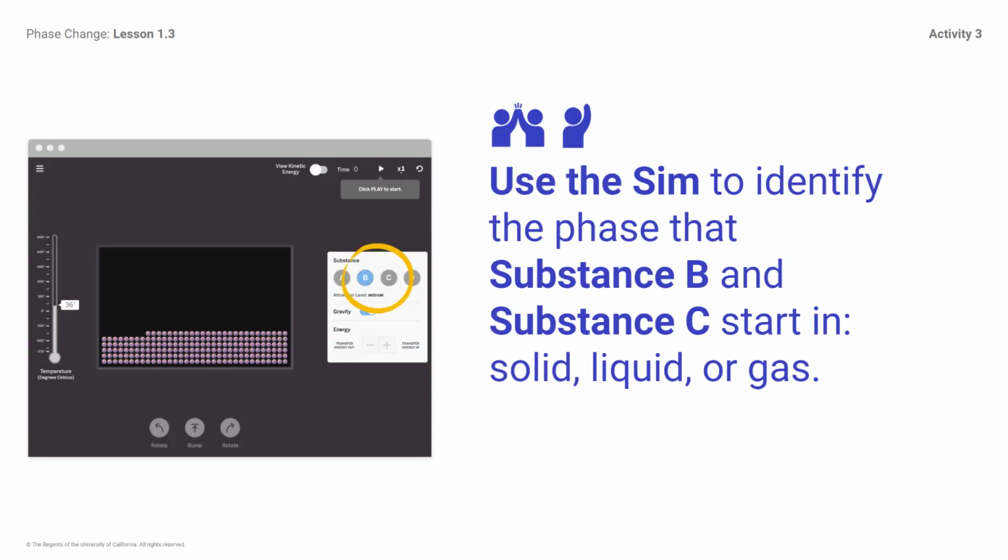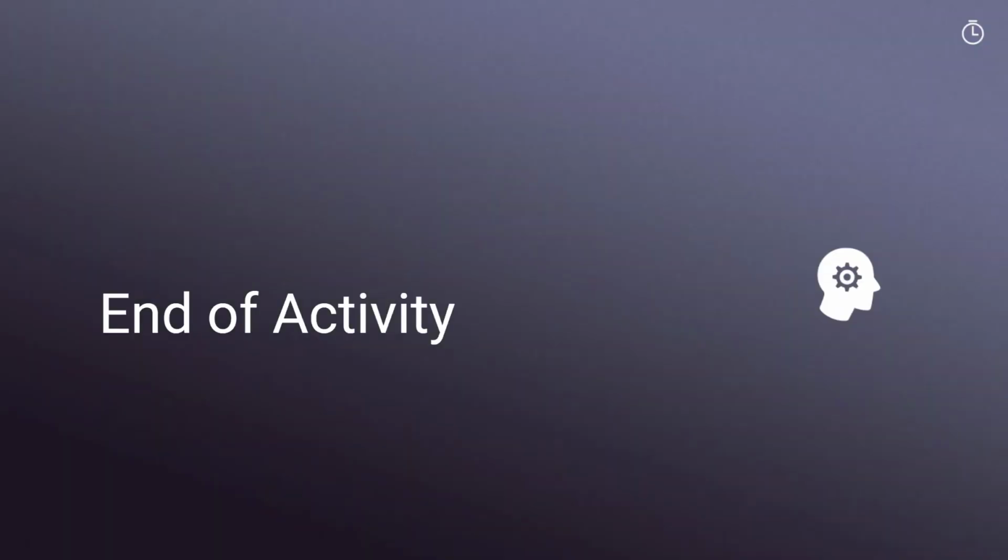Use the sim to identify the phase that substance B and substance C start in, solid, liquid, or gas. First, select the substance and then rotate the container, attempting to identify whether the substance starts as a solid, liquid, or gas. You might respond, substance B likely starts as a liquid once it fills the bottom of the container and seems to flow rather than move as one piece. Substance C likely starts as a gas because it fills the container rather than falling to the bottom of it. Substance D likely starts as a gas because it fills the container rather than falling to the bottom of it. End of activity.